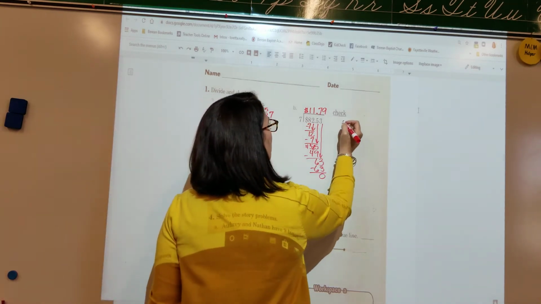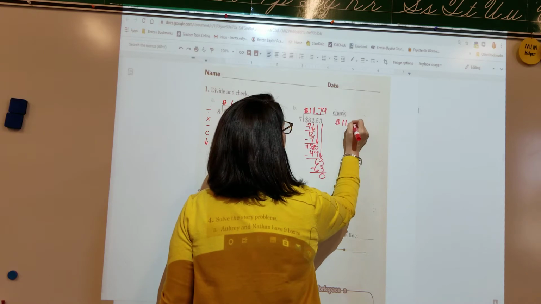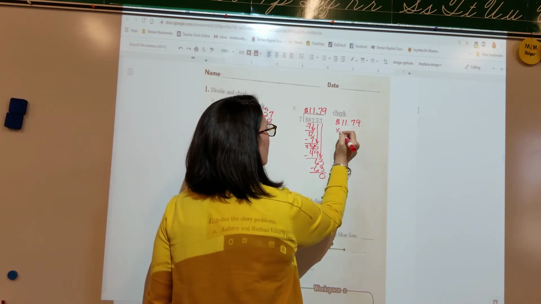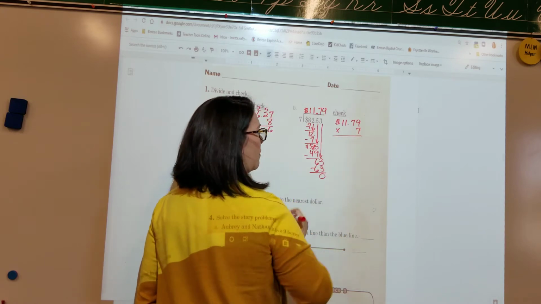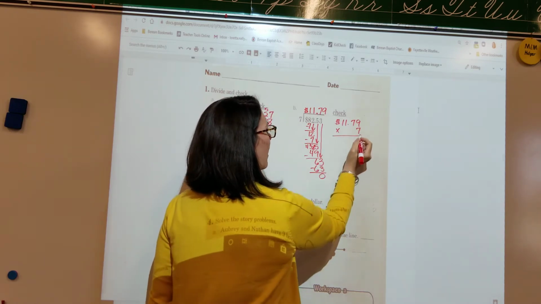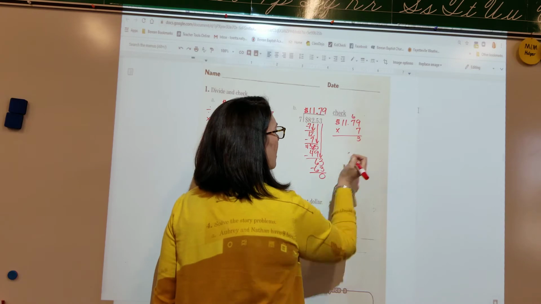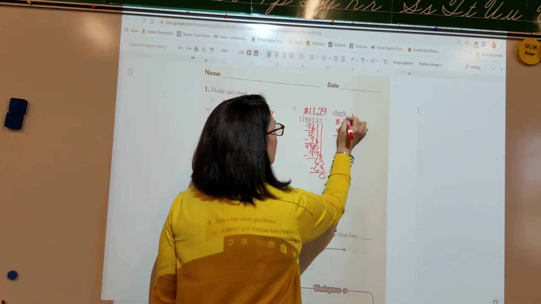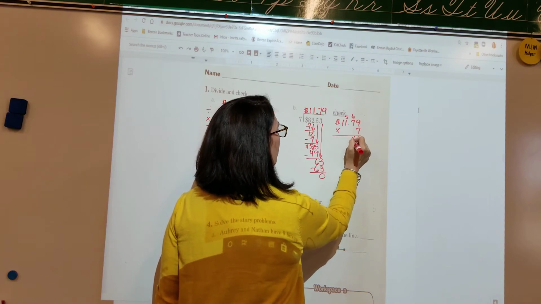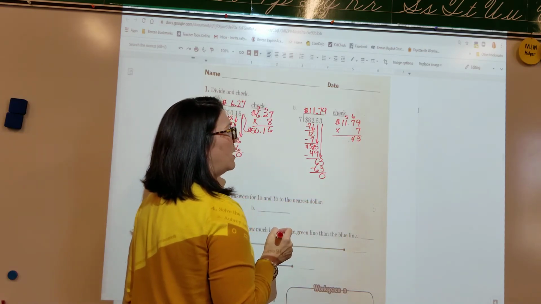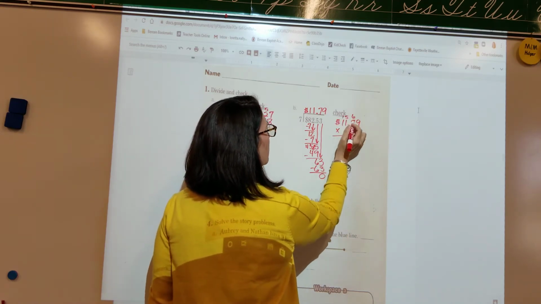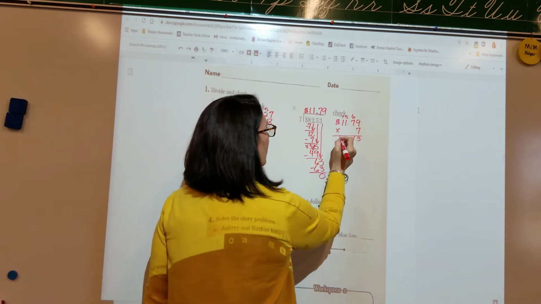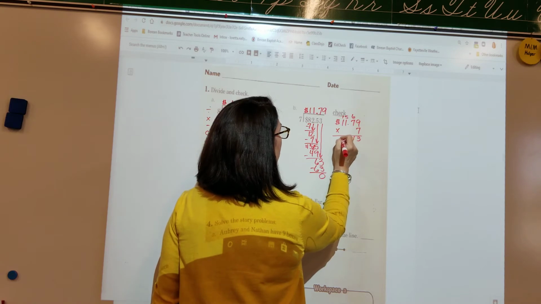Let's check just to make sure what we did is right. So $11.79 times 7. All right. 7 times 9 is 63. 7 times 7 is 49 plus 6, 54. So I'll put my 5 there, my 4 there. 7 times 1 is 7 plus 5 is 12. And 7 times 1 is 7 plus 1 is 8.